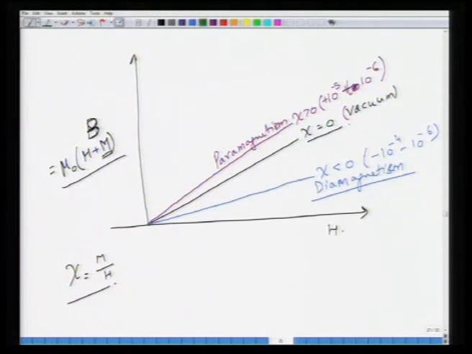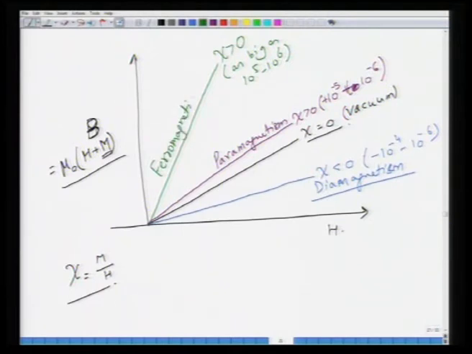And then of course you have very large chi, and this gives rise to large magnetic induction. Again chi is greater than 0, but it could be a quantity as big as 10 to the power 5 to 10 to the power 6, and this typical effect is called ferromagnetism or ferrimagnetism.